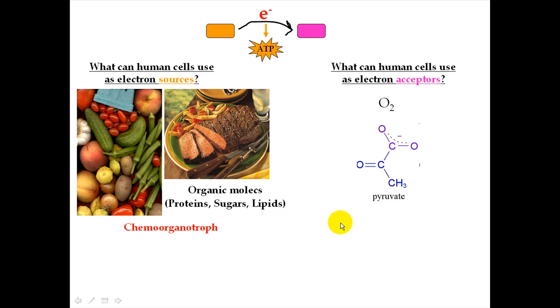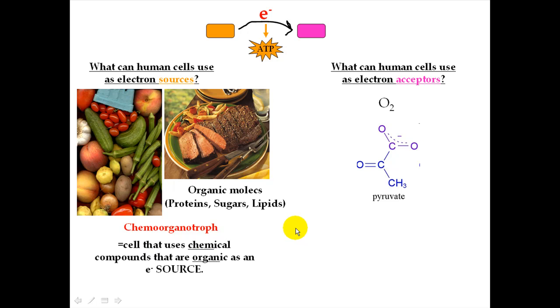Right, so here's the definition of chemoorganotroph. It's a cell that uses chemical compounds that are organic as their electron source. And so I underlined this to show you where the term chemoorganotroph comes from. Right? It uses a chemical compound that's organic as its electron source.